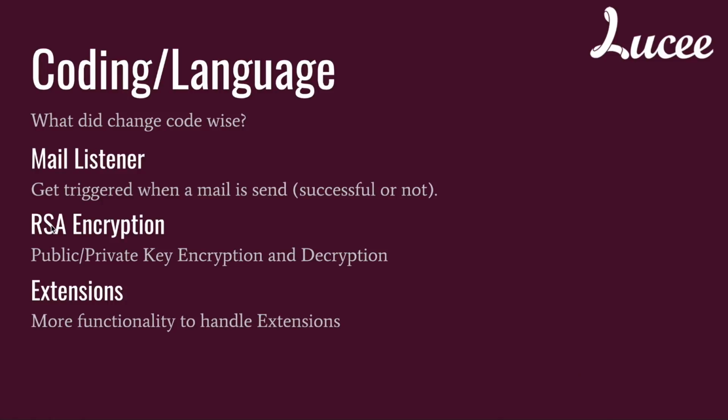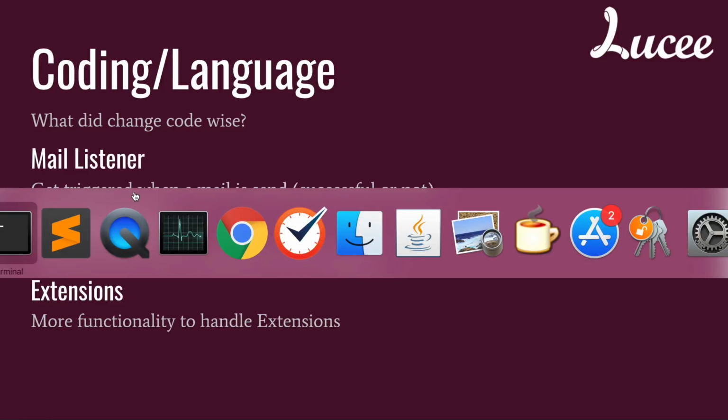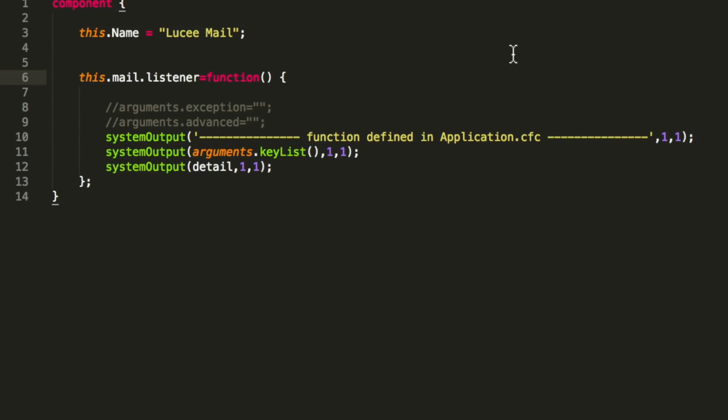Second is asymmetric encryption. You know, Lucee comes with different kinds of encryption, so you can encrypt strings and binaries with different encryptions.